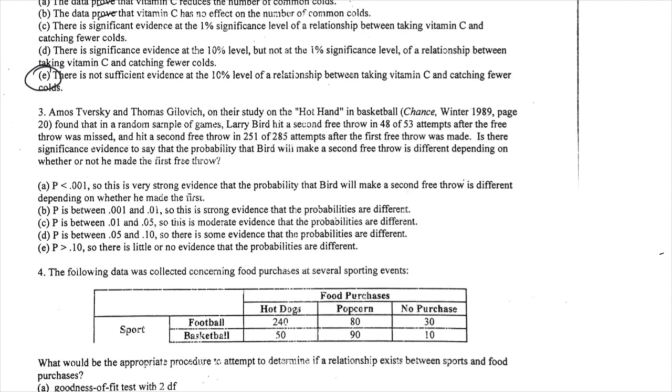First of all, in your book, if you read it, which I suggest more so than ever, you should have read chapter 26. In this example, it's talking about Larry Bird hit a second free throw 48 out of 53 turns after the first one was missed, and he hit a second free throw in 251 out of 285 turns after the first free throw was made. Right? So it's whether he missed the first one or made the first one, and then whether he made it or missed it on his second try. This is a bit confusing.